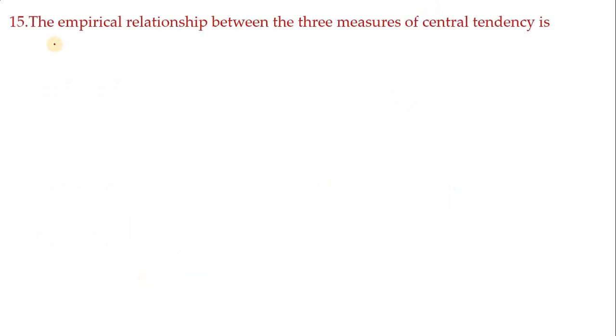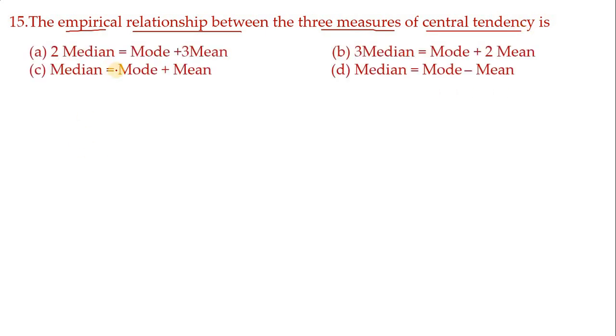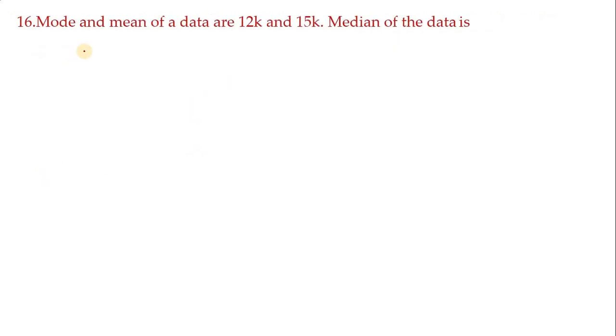Move on to the next one, children. The empirical relationship between three measures of central tendency is. These are the given options and it is a direct question, children. Select the correct answer yourself. See, D is the correct one: 3 median is equal to mode plus 2 mean. So move on to the next one, children.